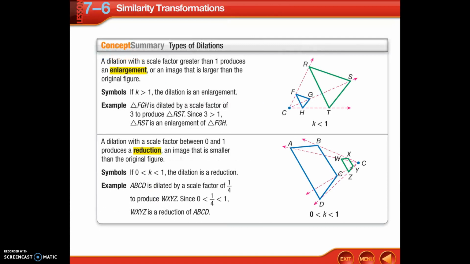So an enlargement, like I said, is that it's getting bigger and the scale factor is greater than 1. So it's a scale factor of greater than 1. And when we do scale factor in this lesson, we're going to do the new image over the old to get our scale factor. In a reduction, the scale factor is less than 1.